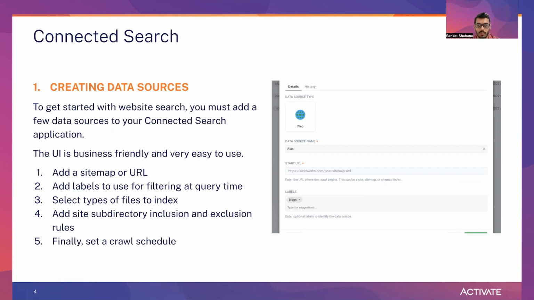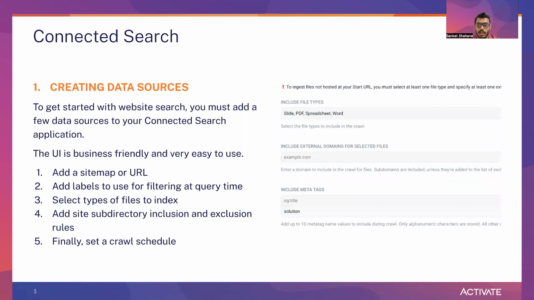data to your application. Next, add some custom labels to use for filtering at query time. You can assign one or more labels. For example, if you're crawling post sitemap.xml, you can add blogs as your specific label, or you can add website data as your label, etc.